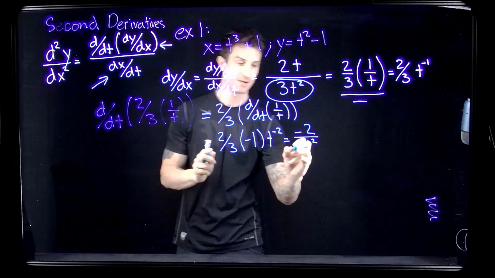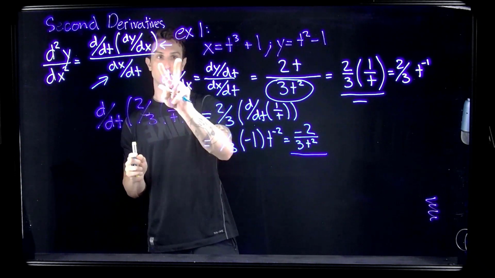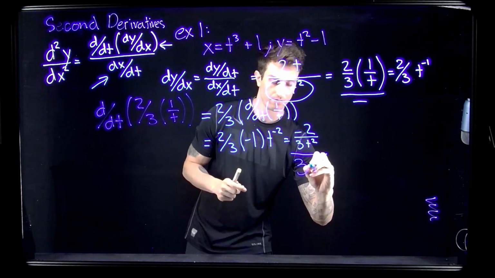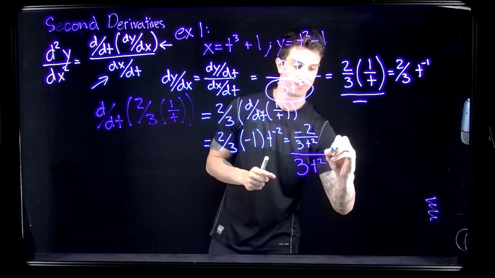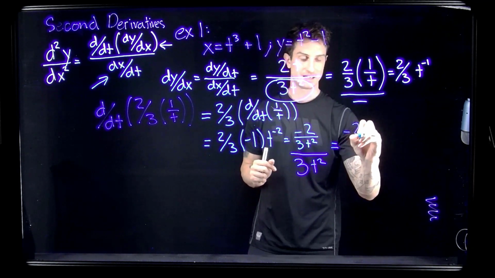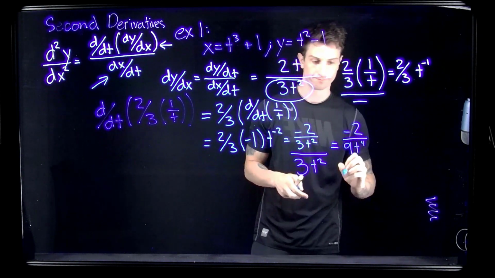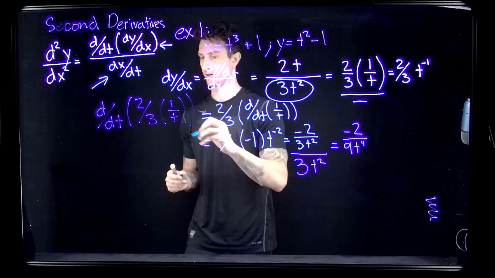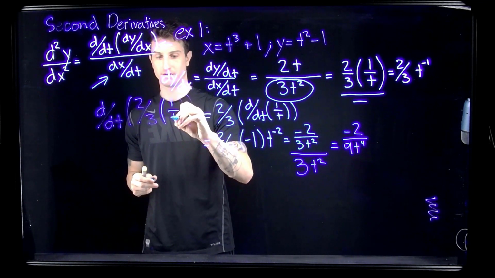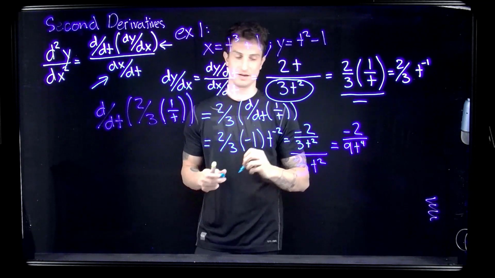We also have our denominator, and this is going to be 3t squared. And so if we simplify this, so we don't have this ugly 3-layered fraction, we have negative 2 over 9t to the 4th. Awesome. Yeah, that looks way better.